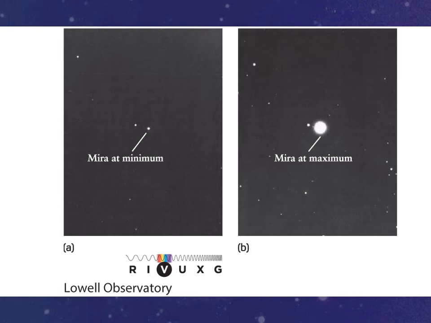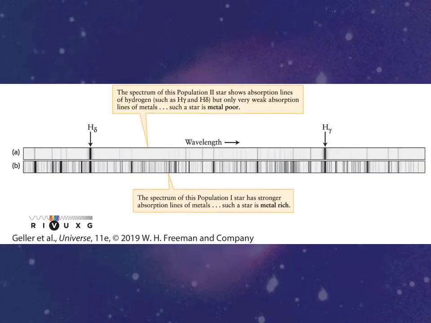Your book also uses this as your opportunity to talk about populations of stars, population 1 and population 2 stars. It talks about that also in this chapter. And here, for example, we have a sample spectrum of a metal poor star on the top and a metal rich star on the bottom. The metal rich star has more spectral lines. Remember, a metal is anything other than hydrogen and helium.